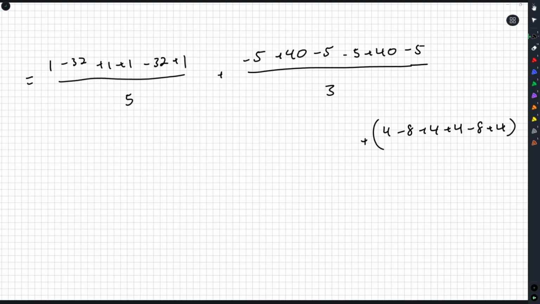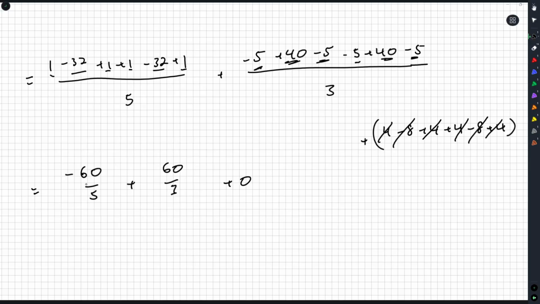Okay. So now we can start simplifying these a little bit. 1, 1, 1, 1, that's 4 minus 64. So 4 minus 64, that's going to be -60. So -60 over 5. 40 minus 5 is 30. 40 minus 5 and minus 5 is another 30, so we get 60 over 3 here. And then these two 4s and this -8 cancel out, so we've got 0 here. So what we're really doing is minus 60 over 5, so that's -12, and 60 over 3, that's 20.